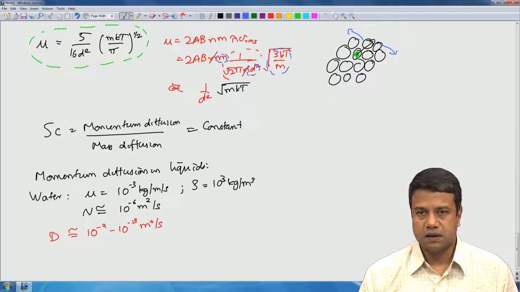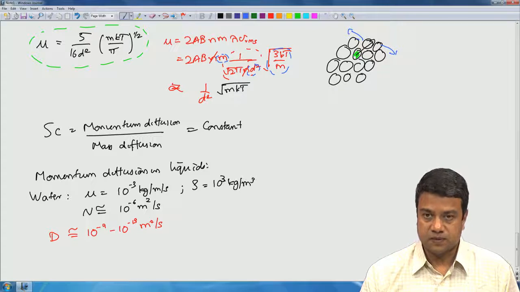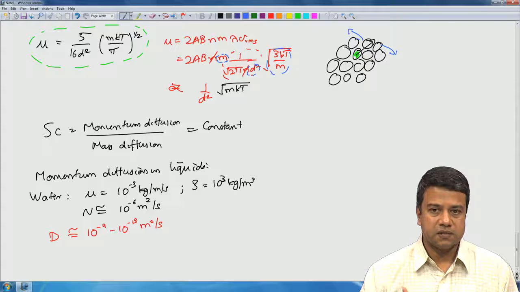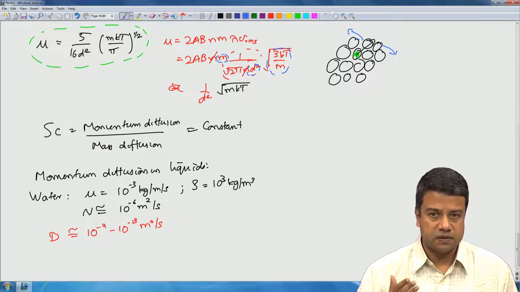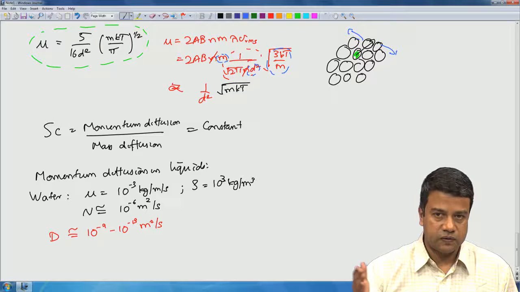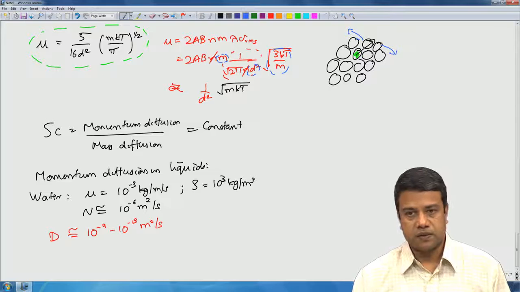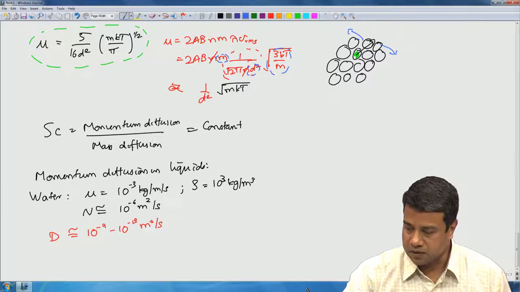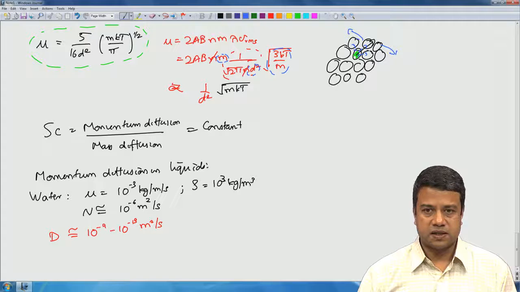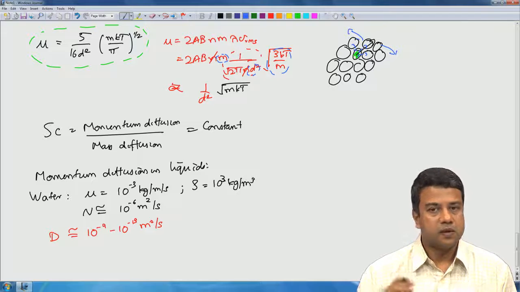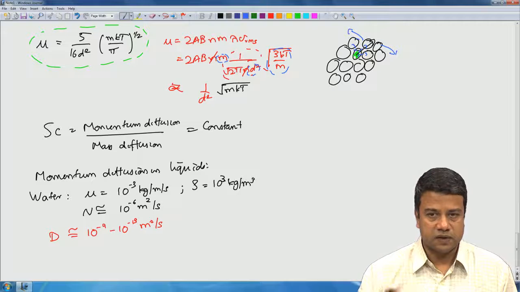Momentum diffusion does not require the physical transport of molecules. Mass diffusion of a solute, for example, does require the physical transport of a molecule, because the solute molecule has to move across the surface in order for mass to diffuse. However, momentum diffusion can take place due to the intermolecular forces. The fact that one molecule exerts a force on the other molecule can serve to transport momentum. Molecules do not have to physically move across a surface.